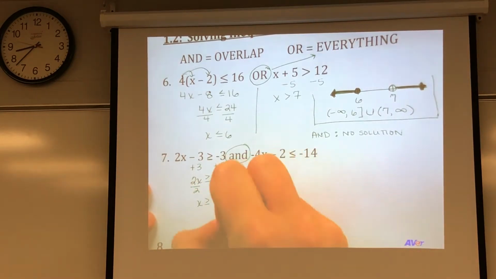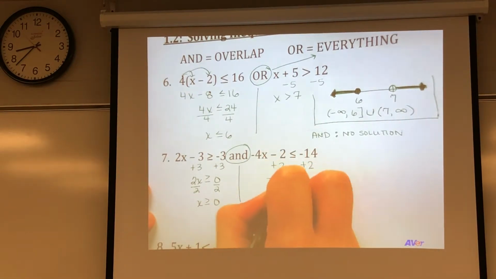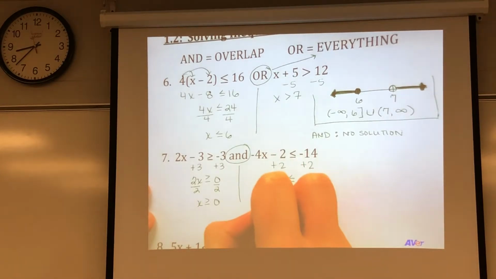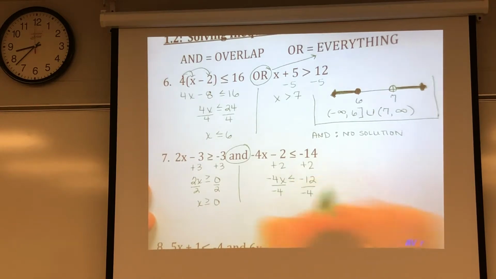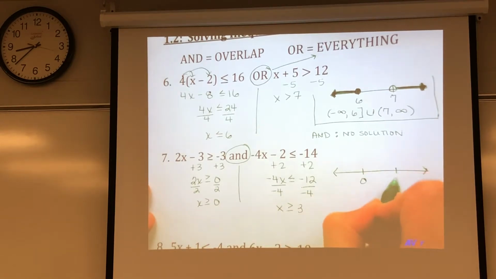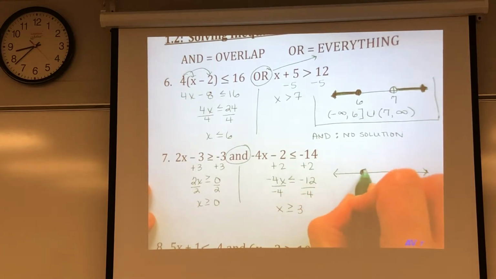All right, and then we're going to solve this one over here. Start by adding 2. Negative 4x is less than or equal to negative 12. Then we're going to divide both sides by negative 4. Since we're dividing by a negative, we have to switch our sign. Negative 12 divided by negative 4, a negative divided by a negative is a positive. We're going to take those 2 answers and put them on our number line, making sure the lowest number goes first, biggest number comes next. They both are equal to, so they're both going to be closed circles.